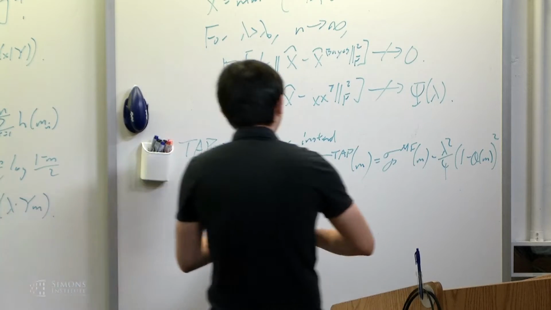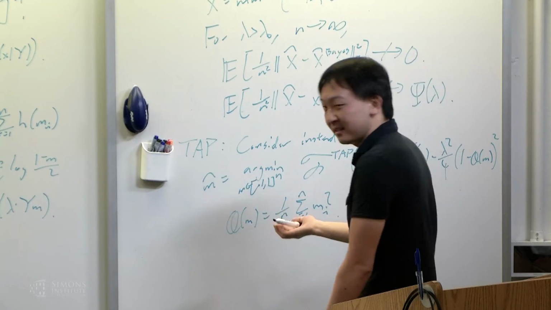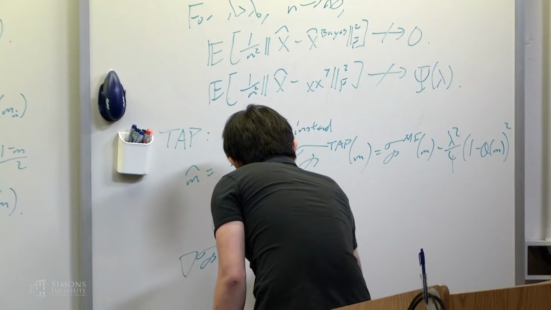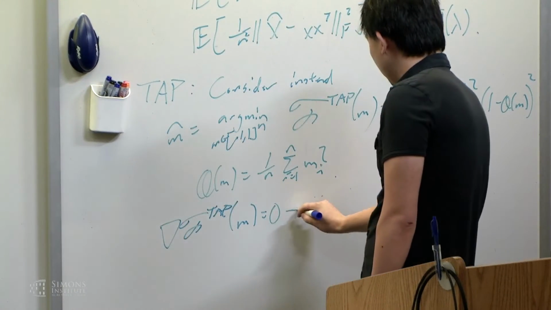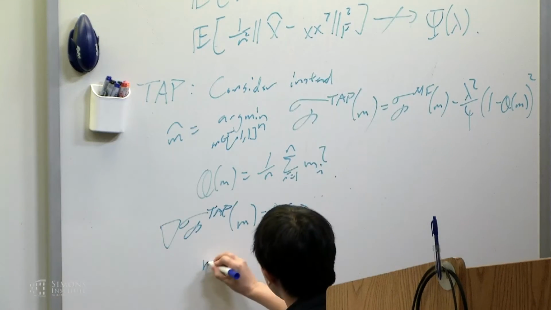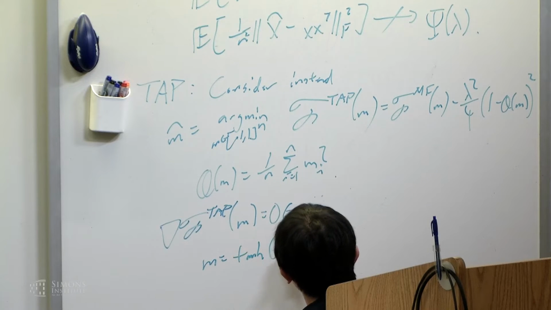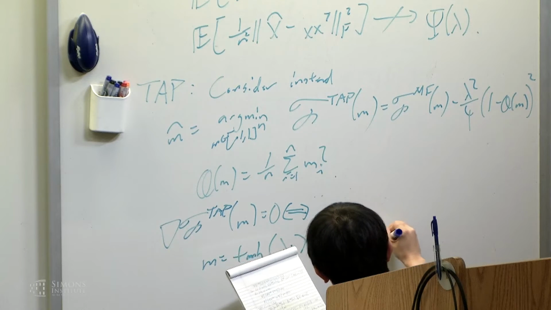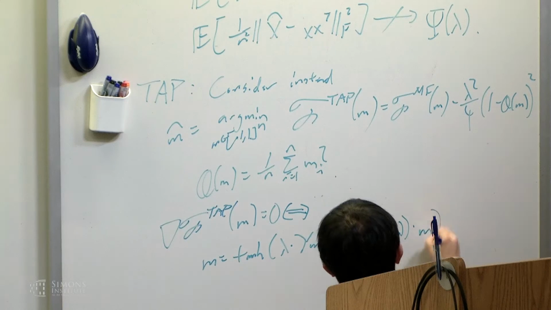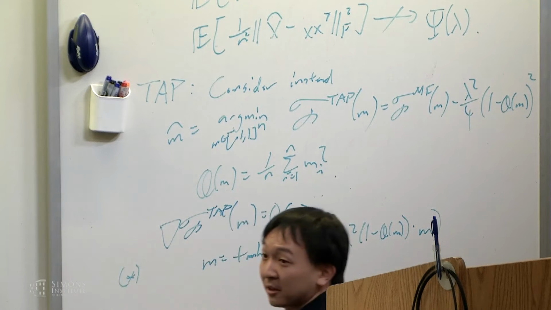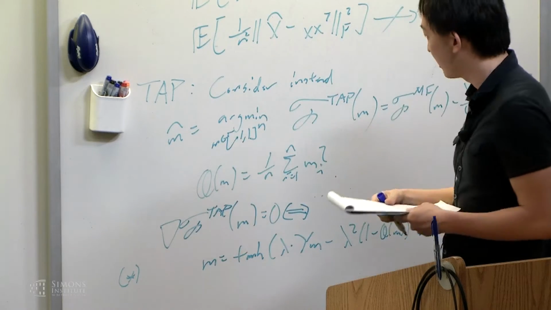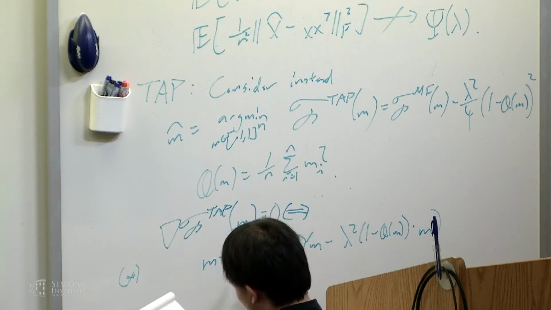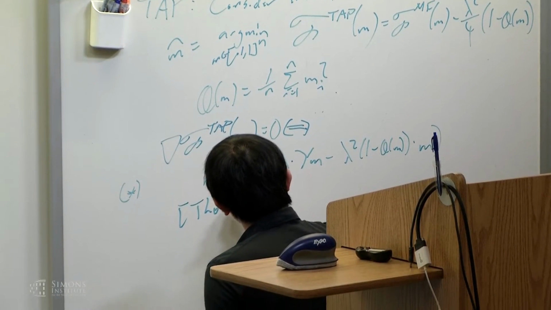Okay, so TAP, right. So if m hat optimizes this, then it satisfies the first order condition that the gradient of f TAP at m hat has to be equal to 0. And if you write out the stationarity condition here, you get the equation m is equal to the hyperbolic tangent of lambda times ym minus lambda squared 1 minus q of m times m. Okay, so this equation here first appeared in the statistical physics literature in the study of what's called the Sherrington-Kirkpatrick model for spin glasses. This equation appeared in a paper by Thouless, Anderson.